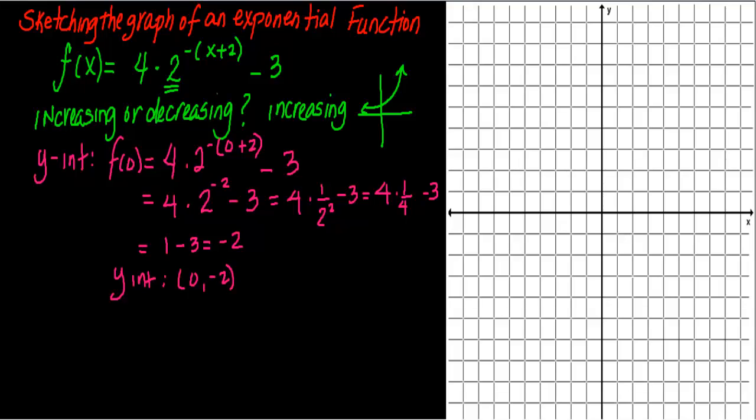And now let's do the horizontal asymptote. For the horizontal asymptote, very simple. Whatever shift you have up or down on your y-axis, that's going to be your horizontal asymptote. So it's going to be at y equals negative 3. Okay, so let's start plotting these values. 0, negative 2 is right here. That's your y-intercept. Your horizontal asymptote at negative 3, that's right here.